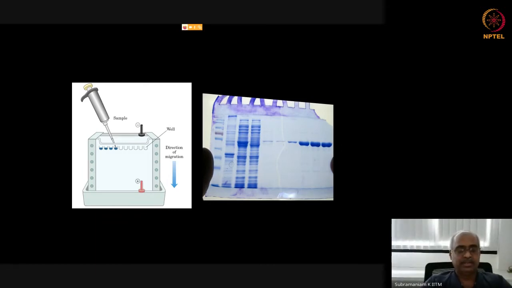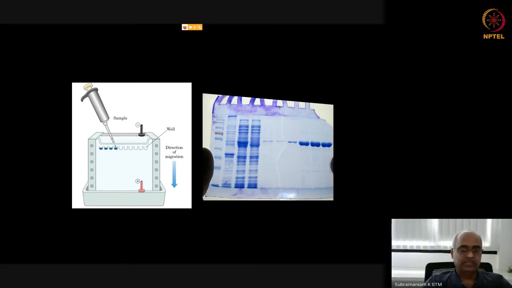Then you keep it in a tank where you have the buffer added. Then apply electricity. You'll have electrodes on either side of this rectangular tray. And when you apply electricity, then you have the current passing through the gel. And if you have added a mixture of DNA, it gets separated. So that is the simplest one.